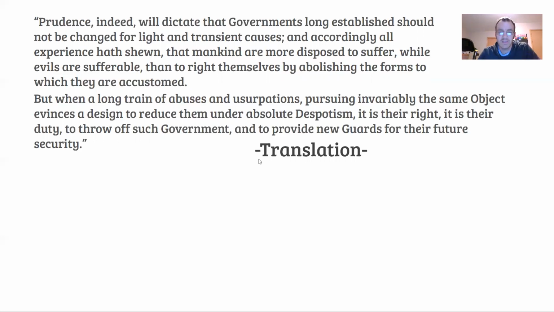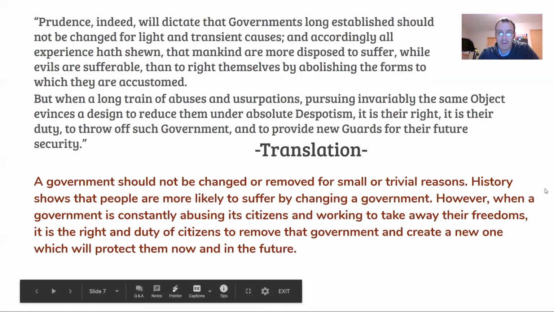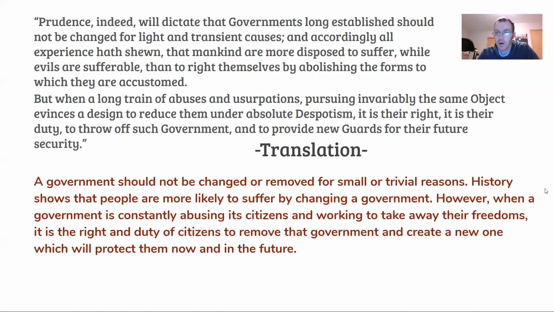And so let's look at this translation in those two parts. A government should not be changed or removed for small or trivial reasons. History shows that people are more likely to suffer by changing a government. However, when a government is constantly abusing its citizens and working to take away their freedoms, it is the right and duty of citizens to remove that government and create a new one which will protect them now and in the future.